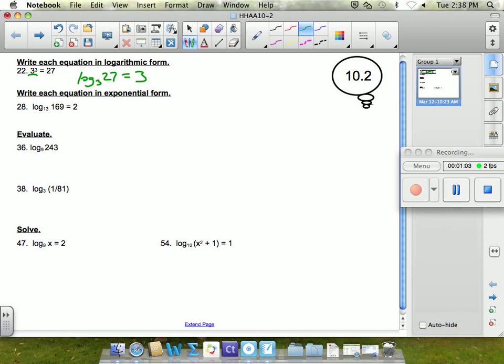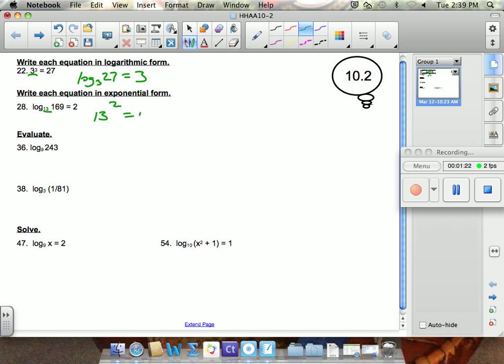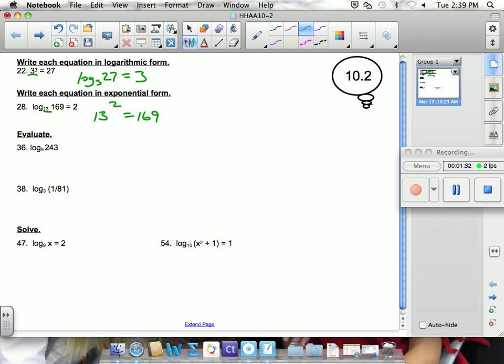Putting our car basically in reverse, number 28, I have a logarithm. I'm going to write it as an exponential. The base of the log is 13, so that becomes the base of my exponential. The power is on the other side of the equal sign, and then equals 169. Something like 28 provides a nice and easy check. Does 13 squared really equal 169? It does, so now I know I've done it correctly.